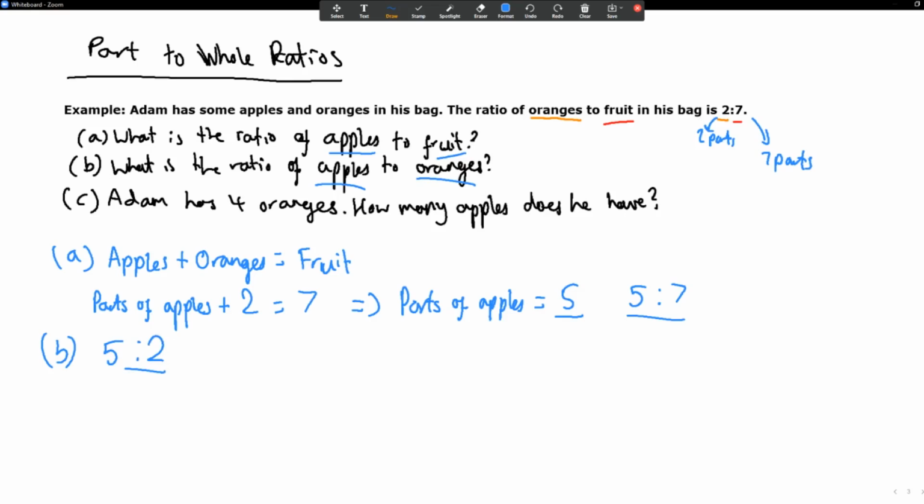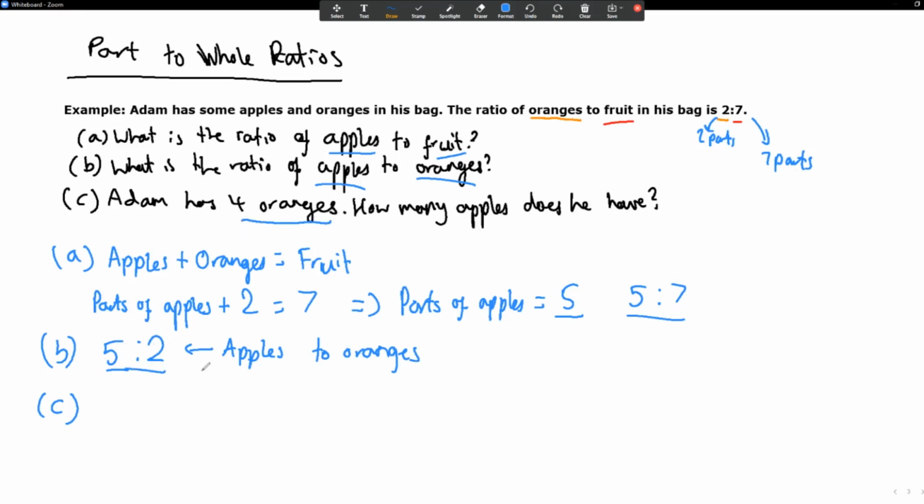Like that. Now this last part, it says that Adam has 4 oranges. How many apples does he have? Right. So this is where scaling really comes into effect, because now what we've got is this, the apples to oranges. But this is in ratio parts. So this is just a proportion here. But we want to convert these parts into the real values.